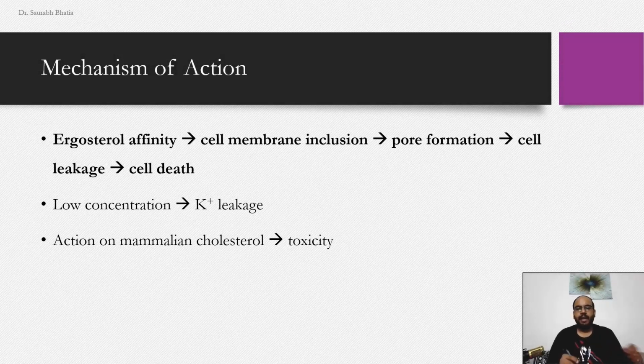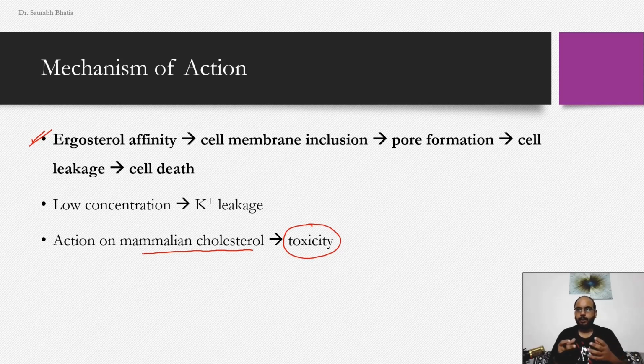The mechanism of action of amphotericin B in the fungal cell membrane is that it has an ergosterol affinity. So what do we mean by that? That means it attaches itself to ergosterol. Now ergosterol comes from the family of cholesterol. Cholesterol is also present in the mammalian cell membrane, and because of this presence of cholesterol in the mammalian or human cell membrane, it leads to toxicity. So let me clear it out again. The cell membrane has cholesterol.